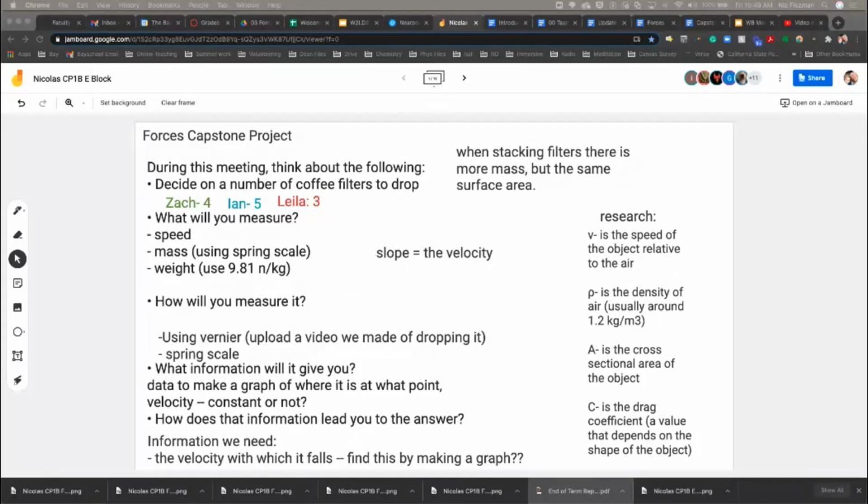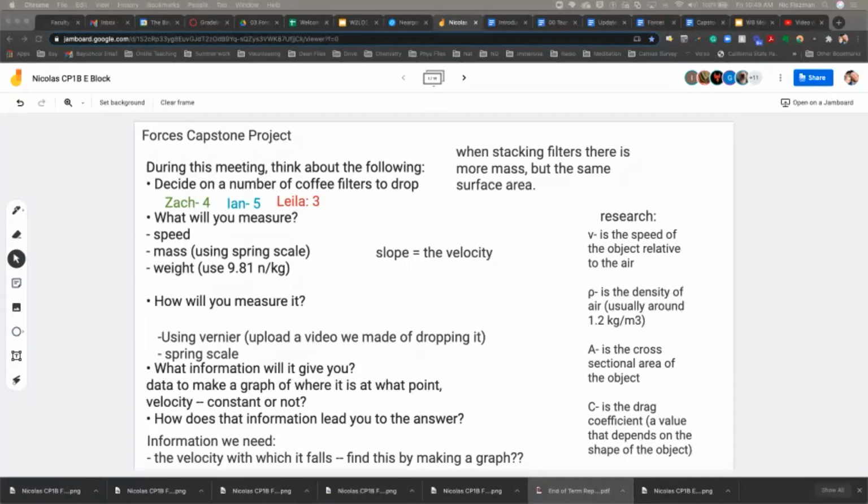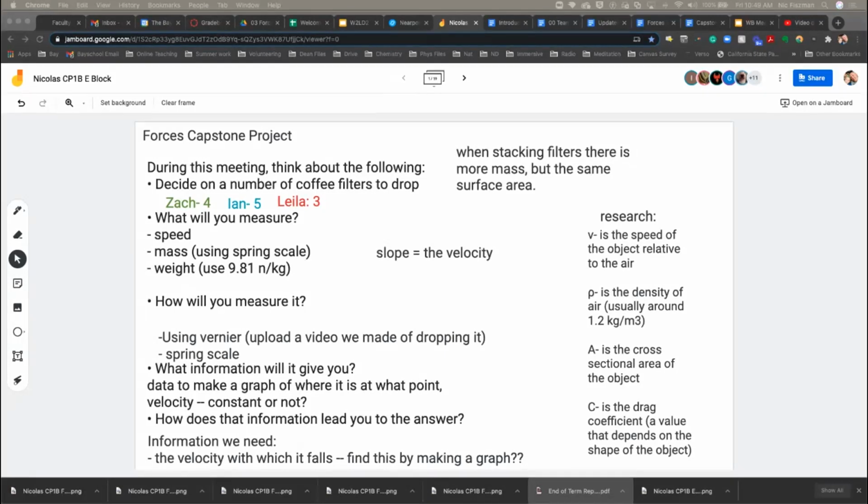Yeah, so for how we'll measure it, we thought we'd use Vernier since that's a good resource that we have, and upload videos of us dropping our coffee filters a couple times so we can have a few videos and lots of data to analyze. Then we can use Vernier to analyze our data, and to find the mass we thought we could use a spring scale as well. We think this will give us enough data to make a graph, and to see if the velocity is constant or not.